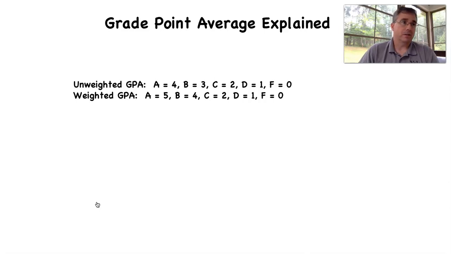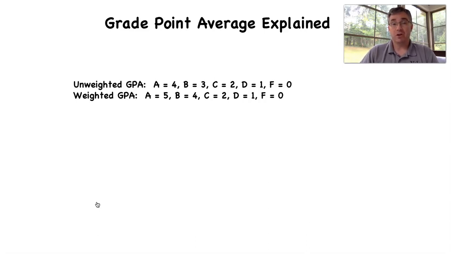There are some classes that you would think would have a GPA weight but don't. For example, dual enrollment classes do not have a GPA weight. But on a weighted GPA, an A is worth 5 points, a B is worth 4 points. And that's the only difference, because C's, D's, and F's do not receive a bump in weighting.